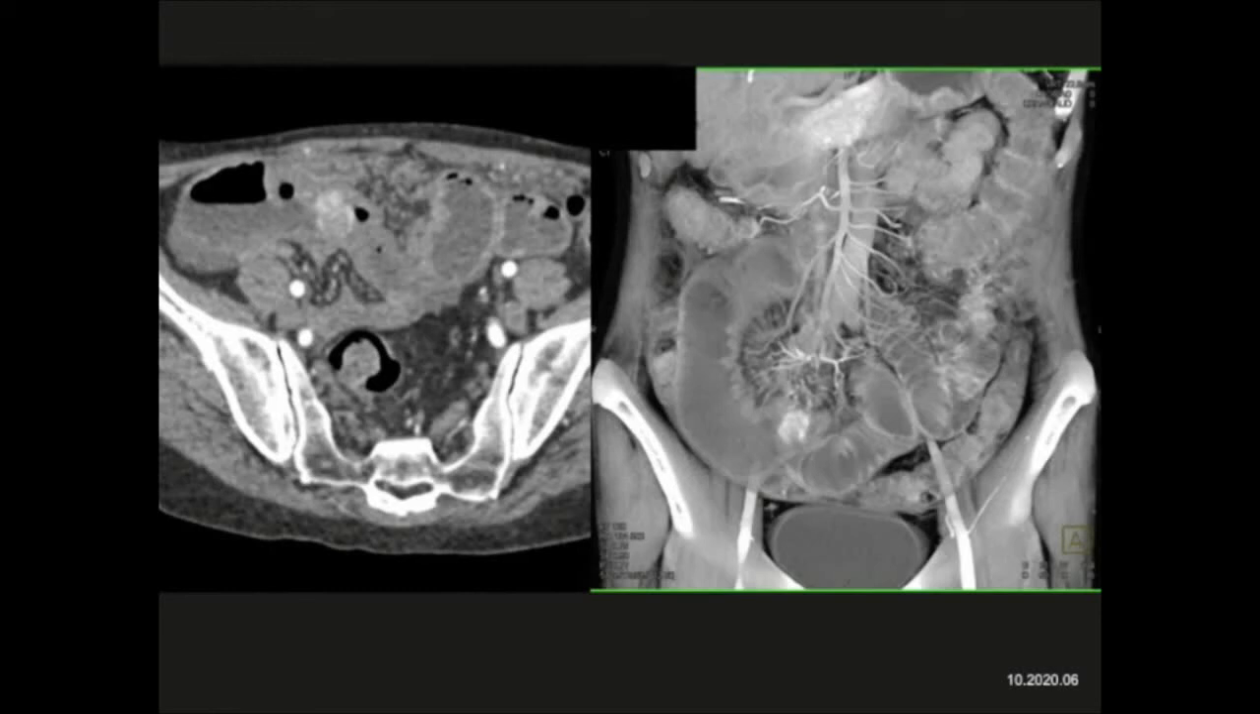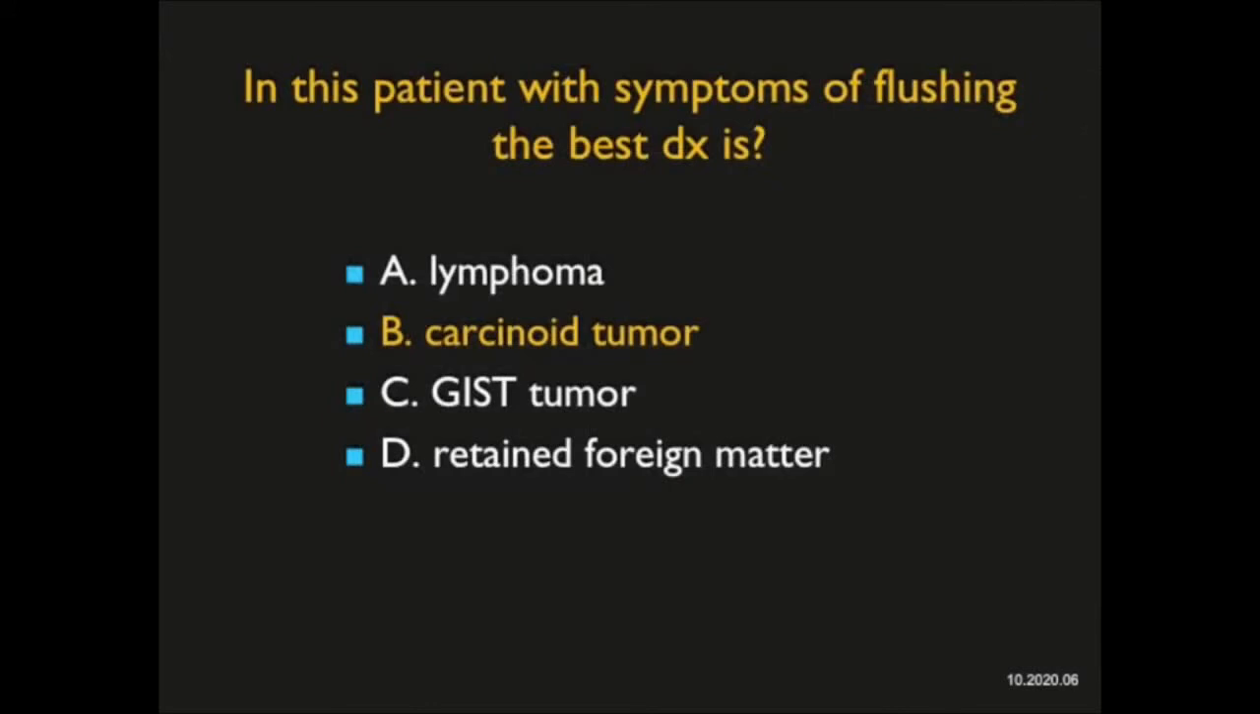When I see a vascular lesion in the small bowel, if I only looked at the vascular lesion, I would say carcinoid or GIST or even theoretically metastasis like from renal cell carcinoma. When I start seeing the desmoplastic reaction, that pushes me to carcinoid. Lymphoma is unlikely. That's typically not vascular. This is not retained foreign matter. So if I have to pick a choice, I'm going with carcinoid, and that's the correct answer because of the desmoplastic reaction as well as the location in the distal small bowel. GIST tumors are more common in the duodenum, but we see them anywhere.